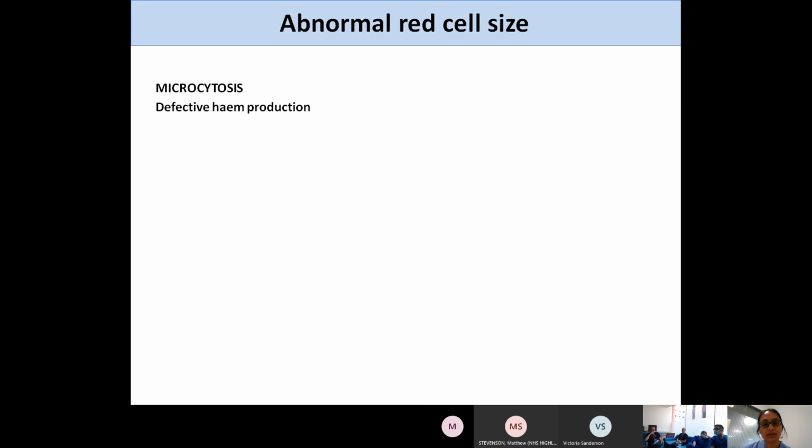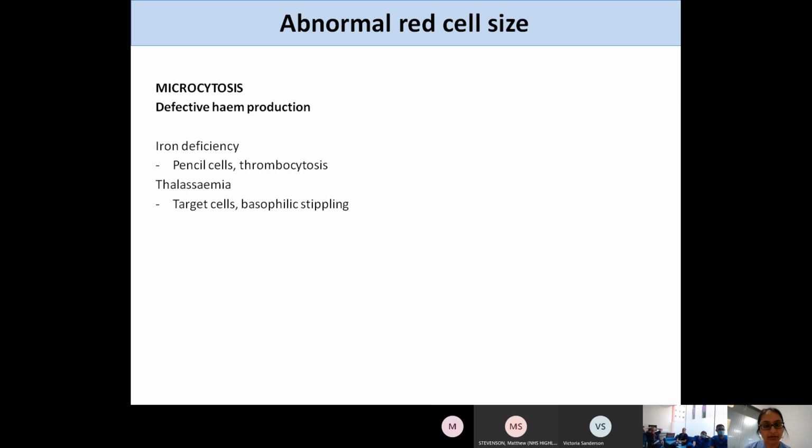So when we talk about disorders of red cells, when it comes to the size, it could be small, so microcytic, and that usually is because there's some defect in heme production. So the most common is iron deficiency, where you see pencil cells. Often we look and try and make a comment about the platelet count, because if there's a high platelet count, that can suggest that there's a bleeding cause.